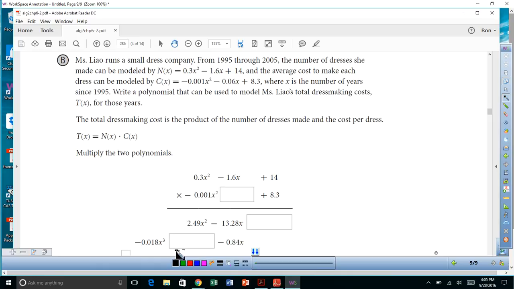Miss Leo runs a small dress company. From 1995 through 2005, the number of dresses she made can be modeled by n of x equals 0.3x squared minus 1.6x plus 14. And the average cost to make each dress can be modeled by C of x equals negative 0.001x squared minus 0.06x plus 8.3, where x is the number of years since 1995. Write a polynomial that can be used to model Miss Leo's total dressmaking cost, T of x, for those years. And it gives you the formula here. T of x equals n of x times C of x.